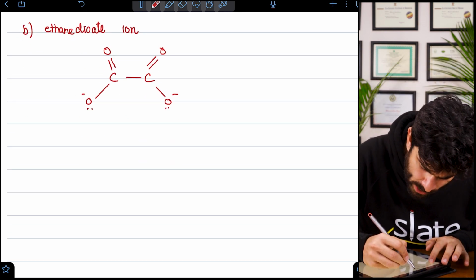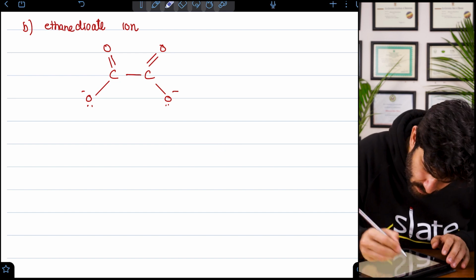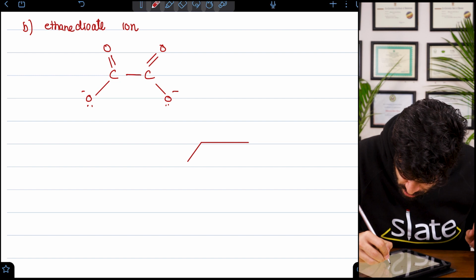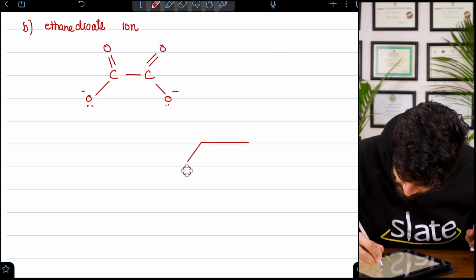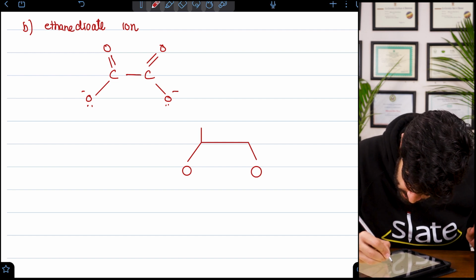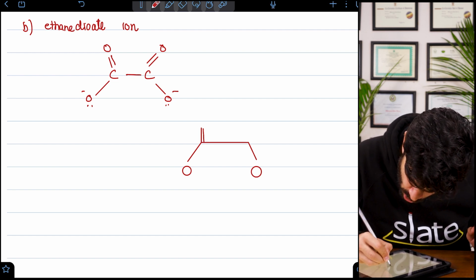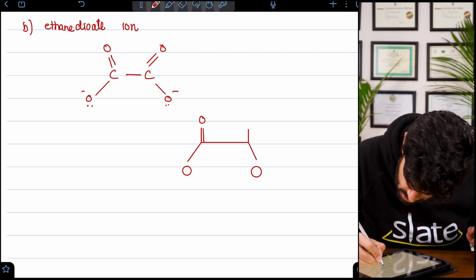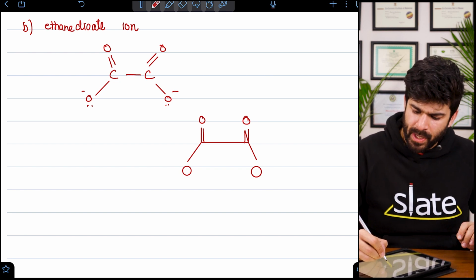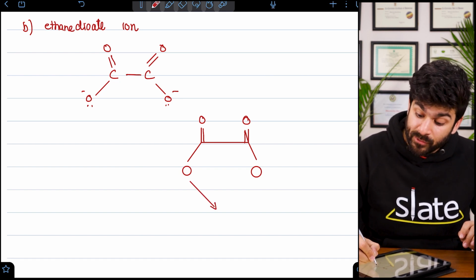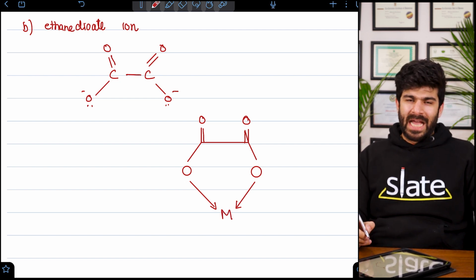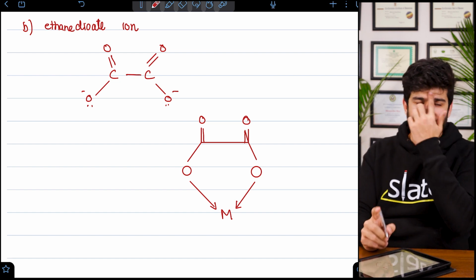And how can we show it? Just like ethanediamine, it has two oxygens, and then we also have this carbon-oxygen double bond. And these oxygens with the lone pair will further make two dative covalent bonds, students, with whatever metal that we have. And this is a type of bidentate ligand.